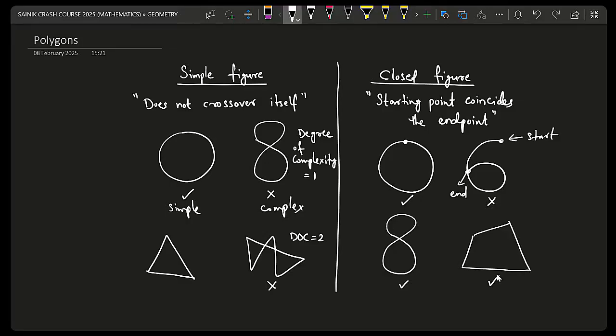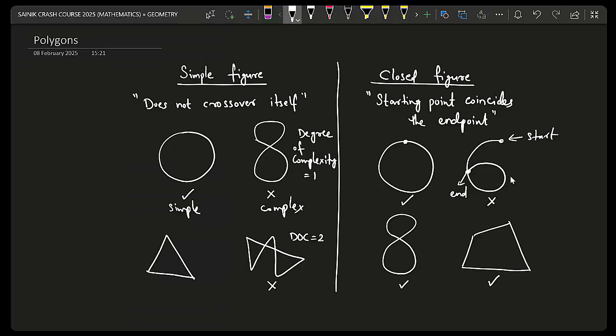So any doubts in simple figure and closed figure, you can raise a hand. I'll be clarifying. Any doubts? Student, you have any doubts on these two concepts? Simple figure and closed figure, you can raise a hand. Saharsha, what's your doubt? Saharsha, speak loudly. Sir, I not understood simple figure.